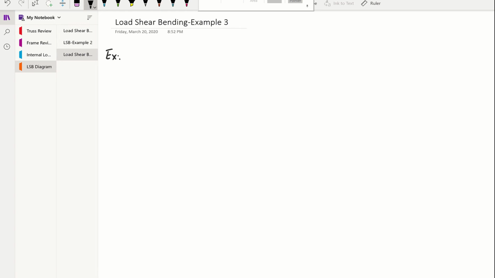We're going to have a beam with a distributed load. That's something new, isn't it? So we have a distributed load right here, and this time the intensity is 5 kilonewton per meter. And also right at this point, we have another force. This is concentrated. That is 15 kilonewton.